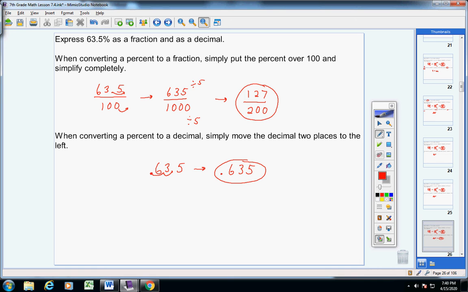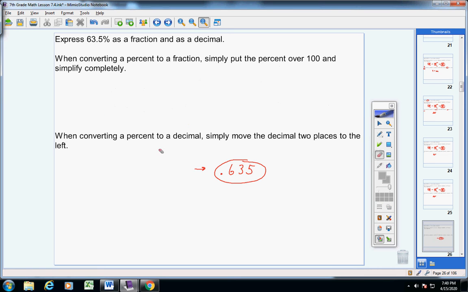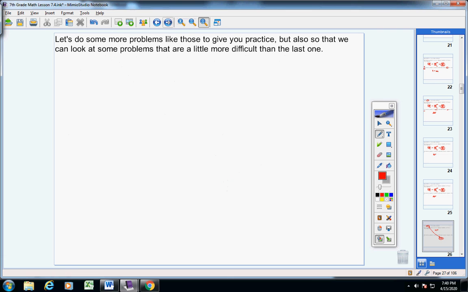So guys, please listen carefully. This expression here is equal to this expression here. Even though the numbers are different, it doesn't matter. One is in decimal form, one is in percent form, and they are equivalent. Okay? Very simple. So let's practice, okay? Here we go. Let's give you some more practice, and also let's look at some problems that could be a little more difficult than the last one.